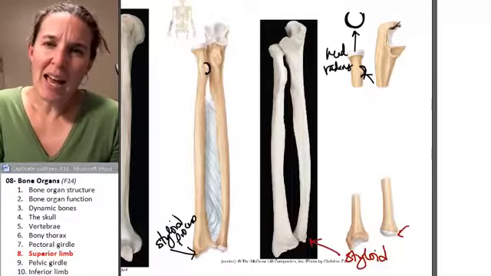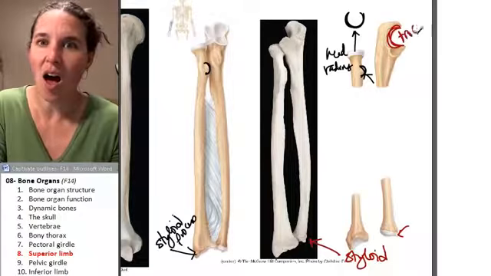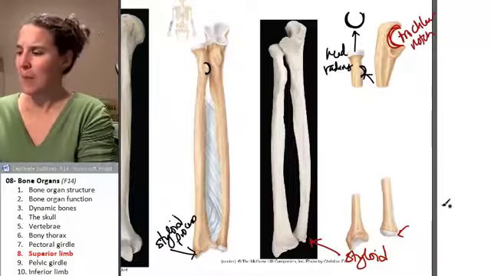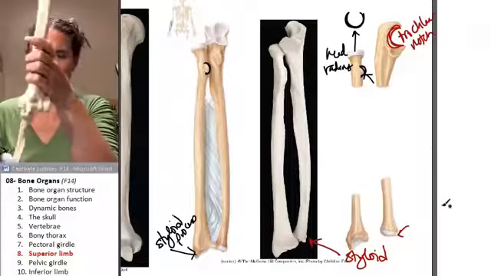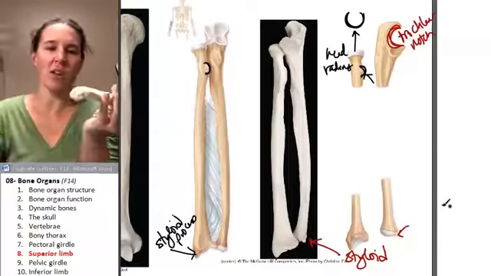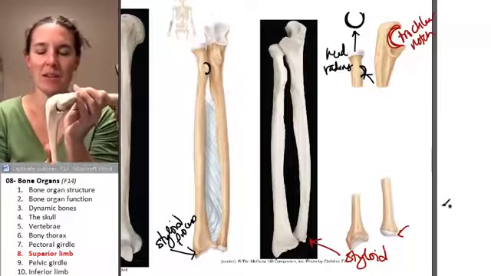The ulna has this space right here. This is called the trochlear notch. Who's that attached to? It attaches to the trochlea of the humerus. Look at that. The trochlear notch and the trochlea, a match made in heaven.